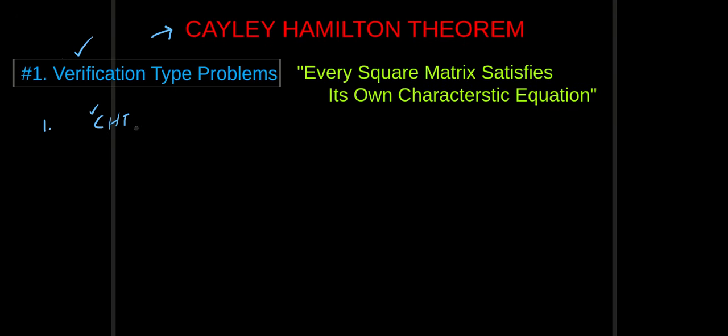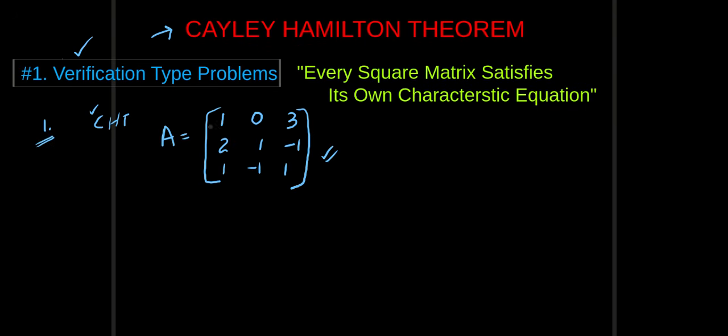Verify Cayley-Hamilton theorem for the matrix. We have a 3 by 3 matrix and you know what is Cayley-Hamilton theorem. In the last video, we proved Cayley-Hamilton theorem, that is every square matrix satisfies its own characteristic equation. So the first thing we have to find is the characteristic equation.